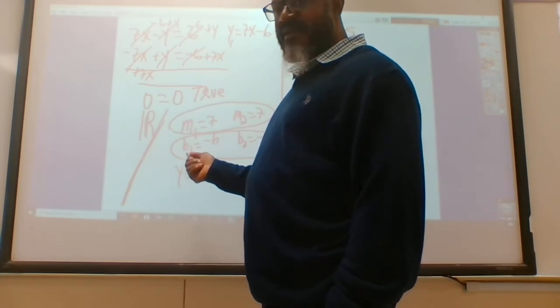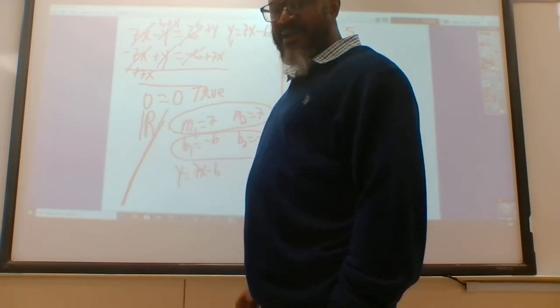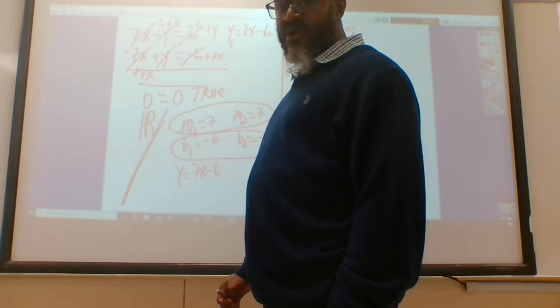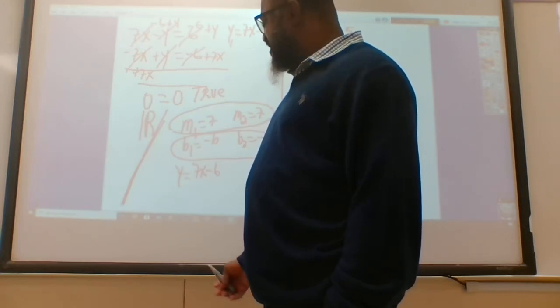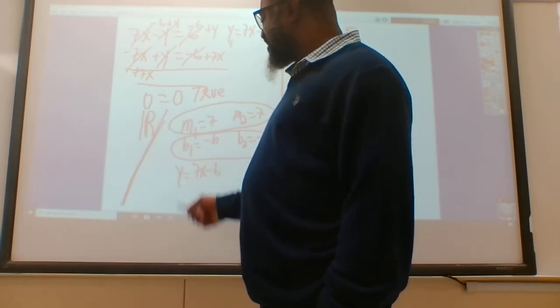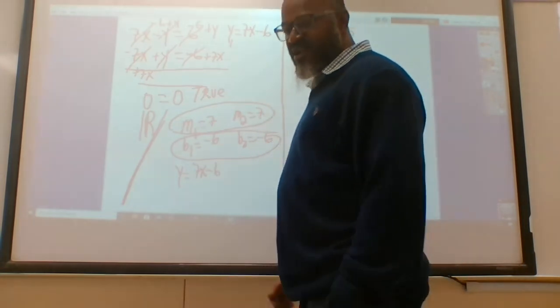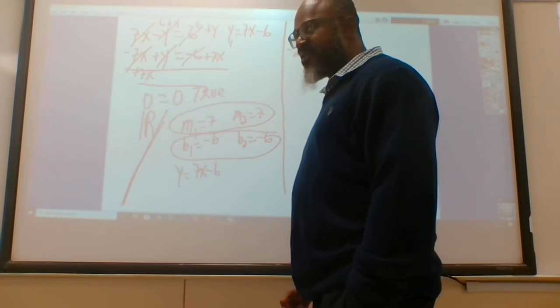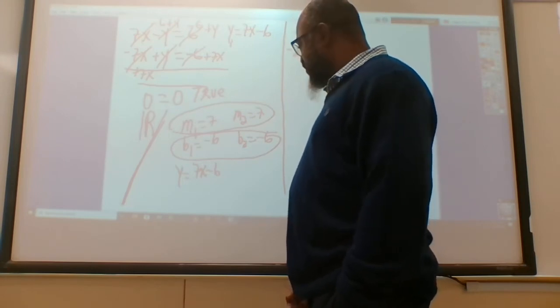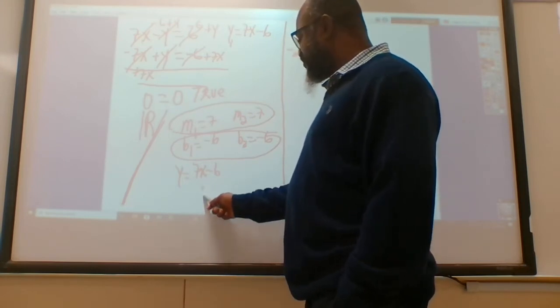And dependent, so it will be consistent dependent. In this case, it's all real numbers. This is an identity. It will accept all of the solutions, any x values, any y values will work. So this is infinitely many solutions.